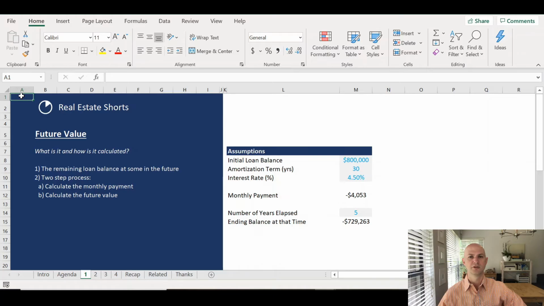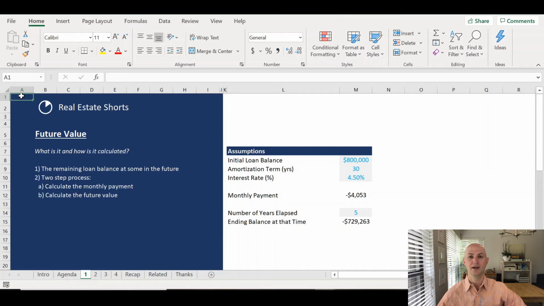In this episode we're going to talk about the future value. It's a time value of money concept and principle, and we're going to explore how it's important, how it's calculated, and how it's applied in the real estate context. Let's get started.